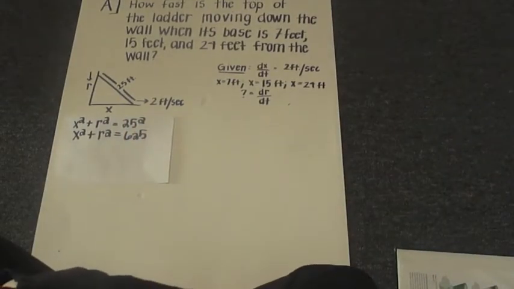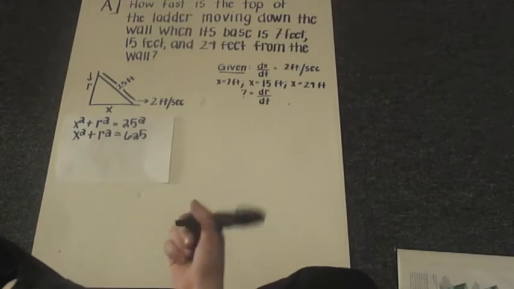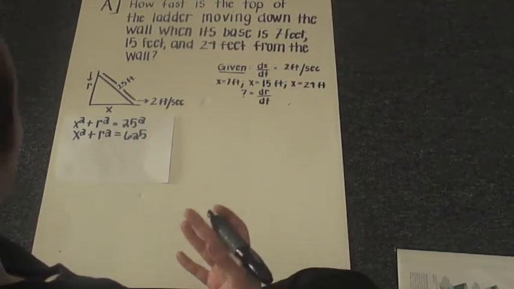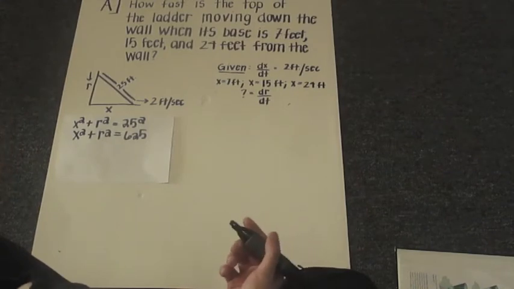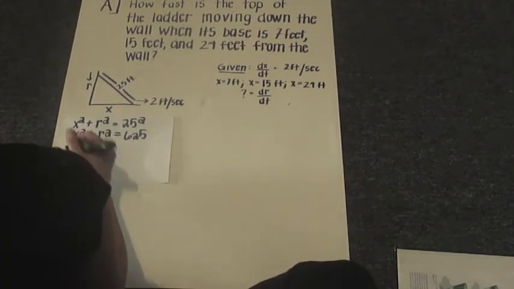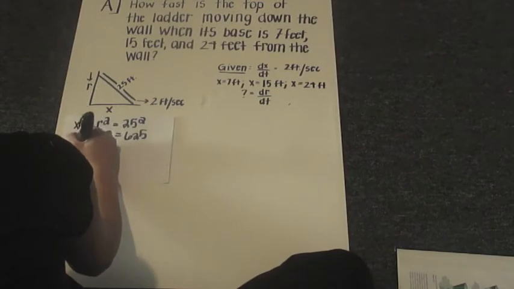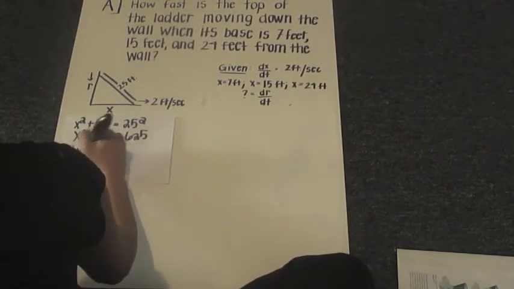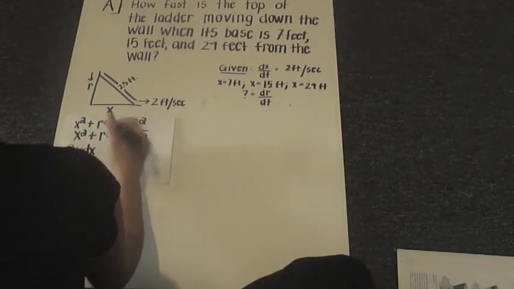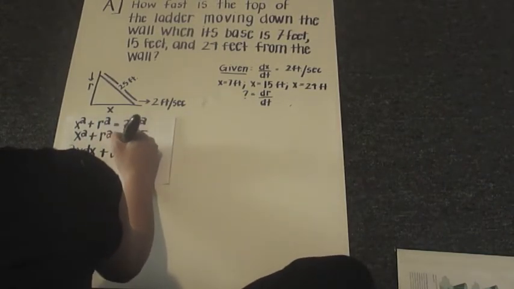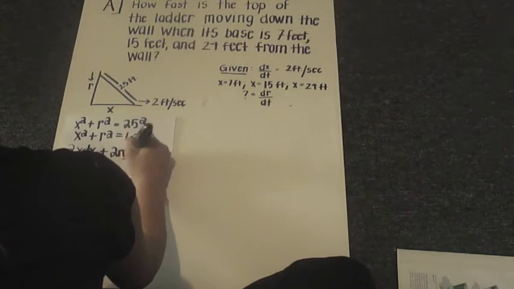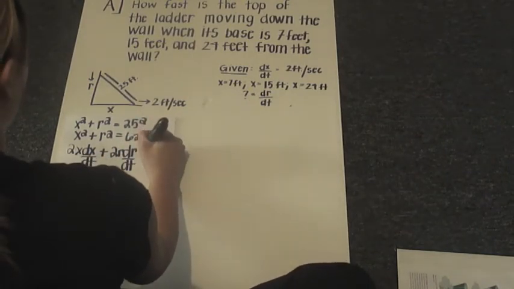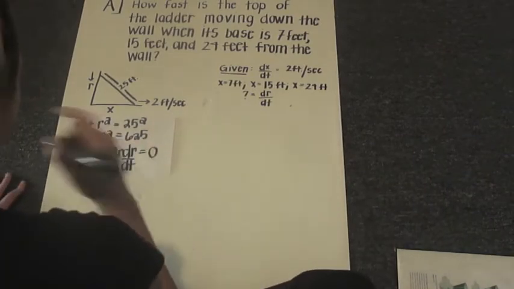After you simplify, we're going to implicitly differentiate with respect to time. So that means when we take the derivative, we're going to end up kicking out a dx dt and a dr dt. In this case, when we take the derivative, it's going to be 2x dx dt plus 2r dr dt, and we know that the derivative of a constant is 0.